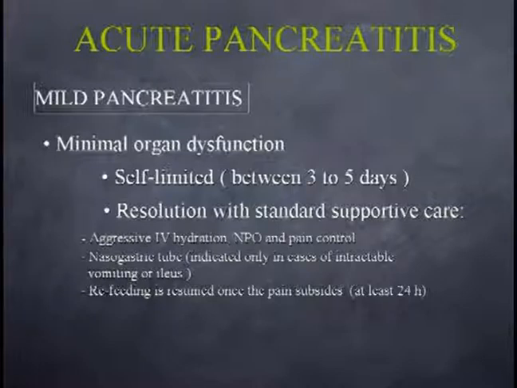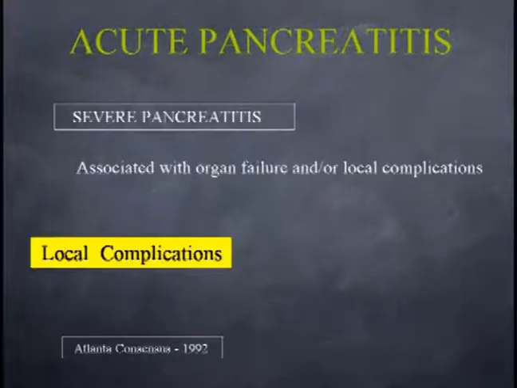In most patients, all you need to do is supportive care, which means IV fluids, rest the pancreas, so patients are made NPO, you control pain. Some patients will require a nasogastric tube if they have severe intractable vomiting or ileus, abdominal distension. And most patients will resume their diet once the pain has resolved, and usually after 24 hours.